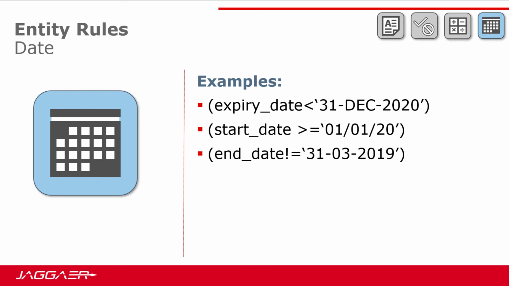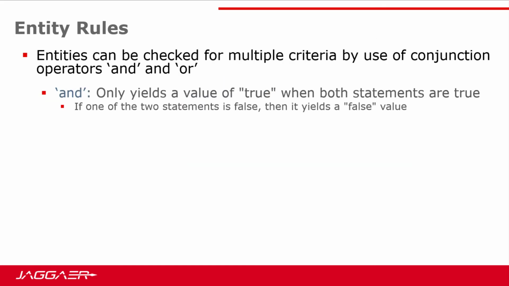So if the expiry date is before the end of 2020, or if the start date is on or after January 1st of 2020, or if the end date does not equal March 31st of 2019. Just one more thing about the logic of these entity rules. Individual entities can be checked for multiple criteria by use of conjunction operators AND or OR.